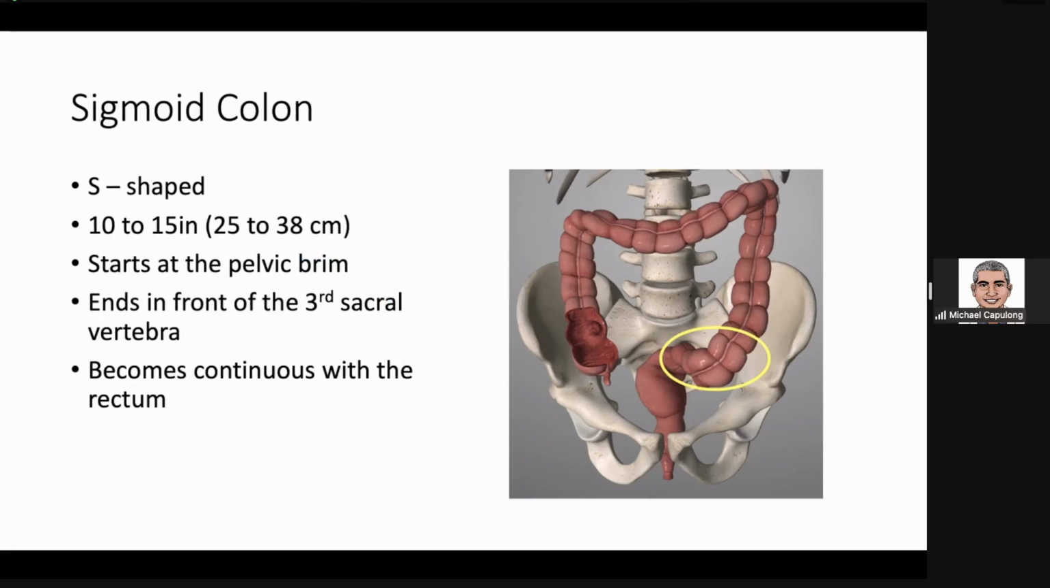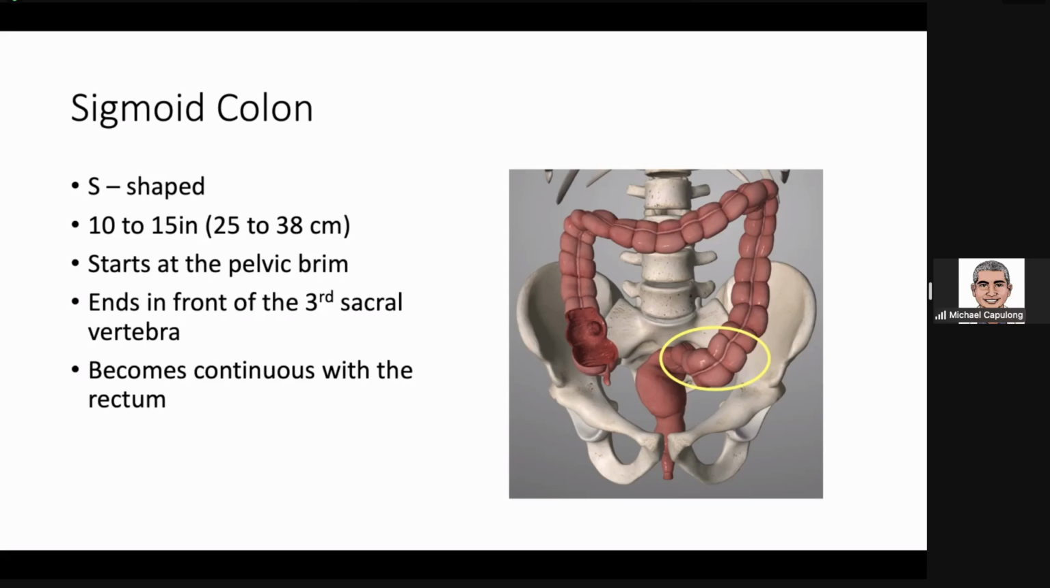Let's go now to the sigmoid colon. Now, the sigmoid colon takes its name because of its shape. The sigmoid colon begins at the level of the pelvic brim and has an S-shaped appearance going up to the level of the third sacral vertebra. And it now becomes continuous with your rectum.